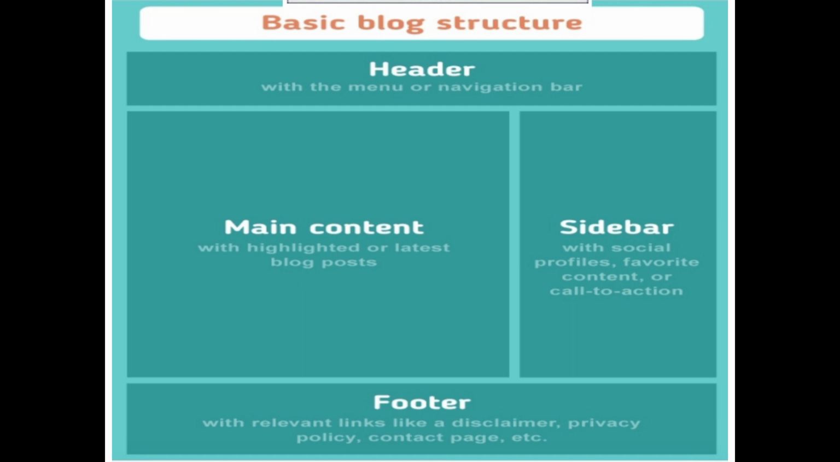Now see what is main content. Main content means it is the main article of the blog. It includes content in the form of text, photos, infographics or videos. Main content means what you write there and what you want to display, that comes here. This is called main content.